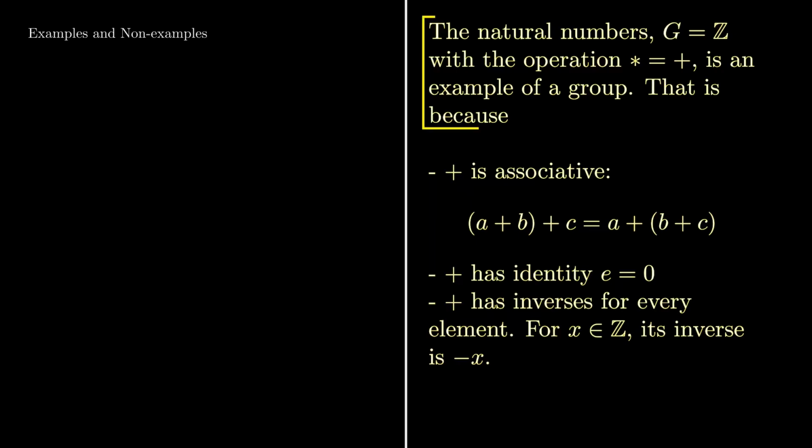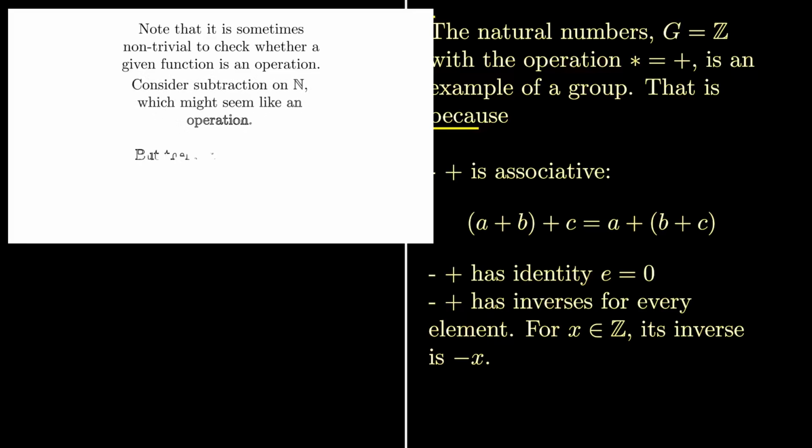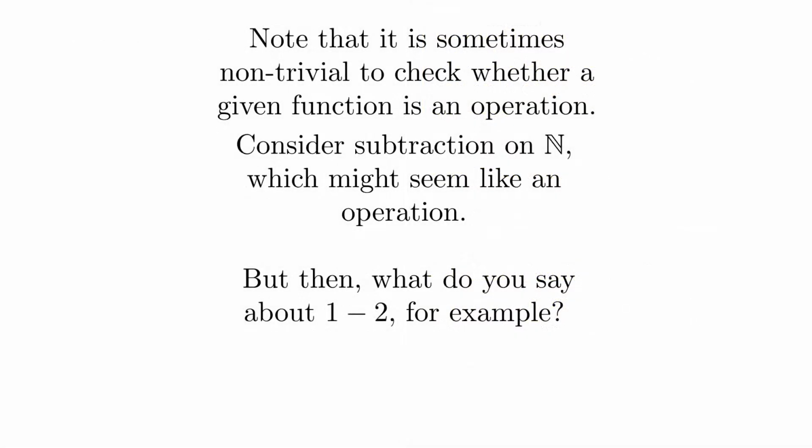And you might think, well, isn't that just so trivial? Isn't that just always going to be true? Do we really have to check that? And the answer is no, which I will demonstrate by way of an example. So consider subtraction on the natural numbers, which may at first seem like it's an operation. I mean, it's so similar to addition. But then think about what you would have to say about, for instance, 1 minus 2. Now, what is that?